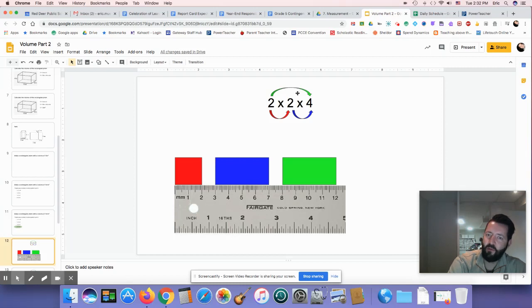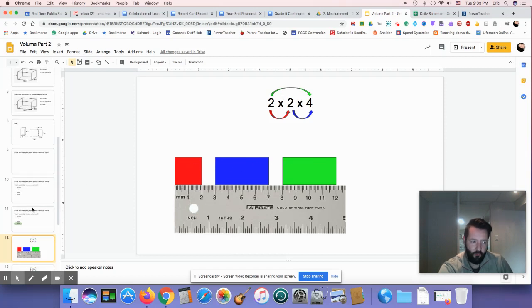Okay, and then we'll take the first and the last dimension, 2 by 4, and we'll make another rectangle out of those dimensions as well. And that just happens to be the same as the blue ones here. It's not always going to be the case, but in this example we've got a couple of faces that are going to be the same size as each other, okay? So using those dimensions, we've created our 3 different face sizes.